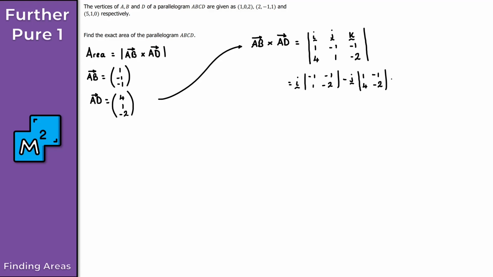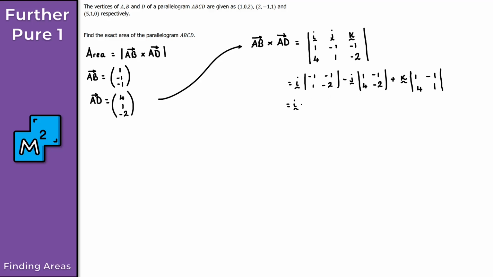And then finally here we get plus k. So plus k times the determinant of the 2x2 matrix that's left over once we delete this row and this column. So I get 1, -1, 4, and 1. So clearly what we need to do here is evaluate each of these 2x2 determinants. So I get i times, what do I get here? I get -1 times -2, so that's 2, minus -1, so in other words I get 3 there.